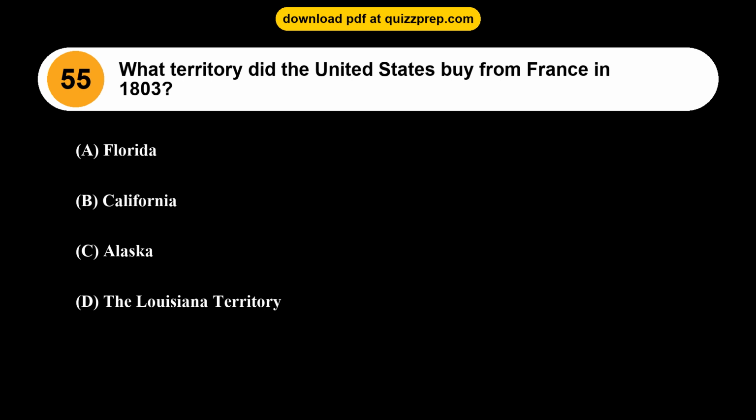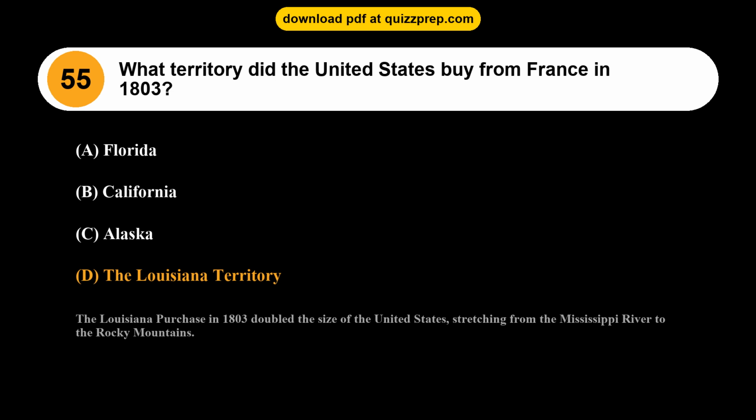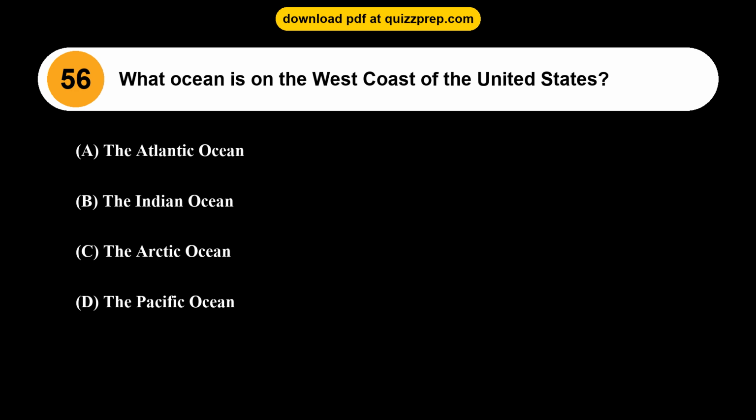Question 55. What territory did the United States buy from France in 1803? Option A, Florida. Option B, California. Option C, Alaska. Option D, the Louisiana Territory. The correct answer is option D, the Louisiana Territory. The Louisiana Purchase in 1803 doubled the size of the United States, stretching from the Mississippi River to the Rocky Mountains.